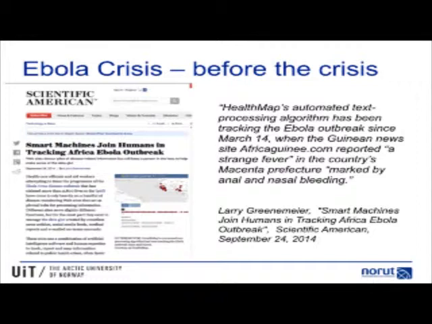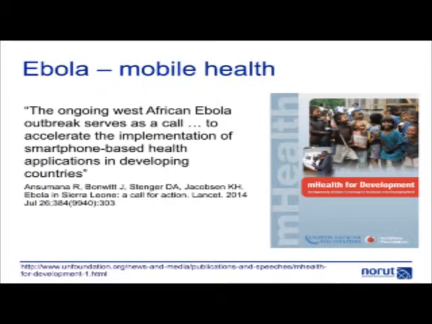This can give you a hint before the crisis happens, so that you can try to contain it as soon as possible. In West Africa, quite a lot of doctors say that it was very hard to control the outbreak because of the lack of information. They argued in a paper published in the Lancet that using a smartphone-based health application could have helped to better monitor the status of the outbreak and better plan the resources.